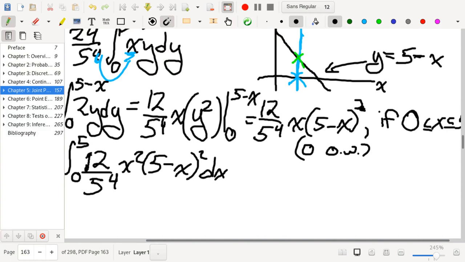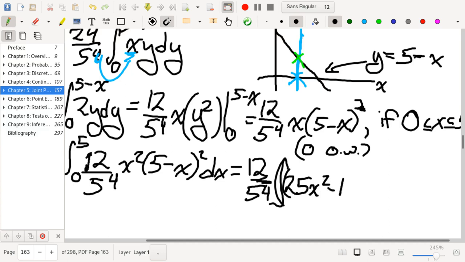Okay. So that is going to be 12 divided by 5 to the power of 4. And then, for our antiderivatives, what we're integrating is 25x squared minus 10x cubed plus x to the fourth dx, where x ranges from 0 to 5.